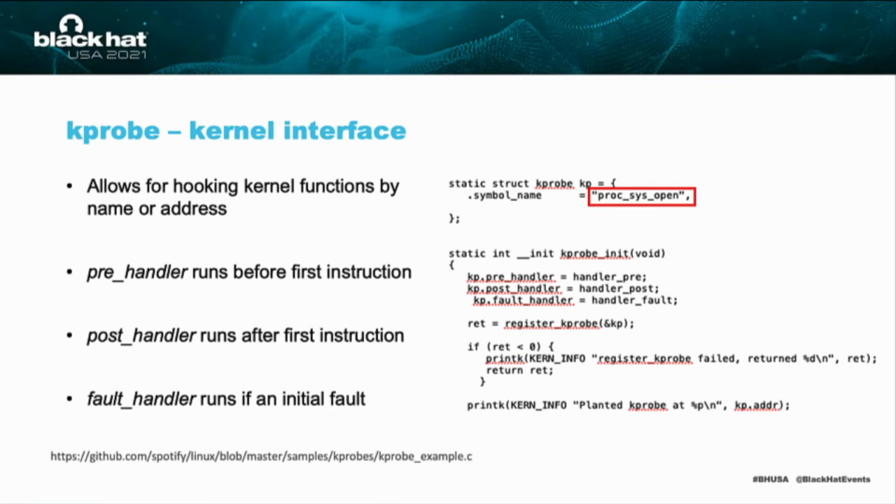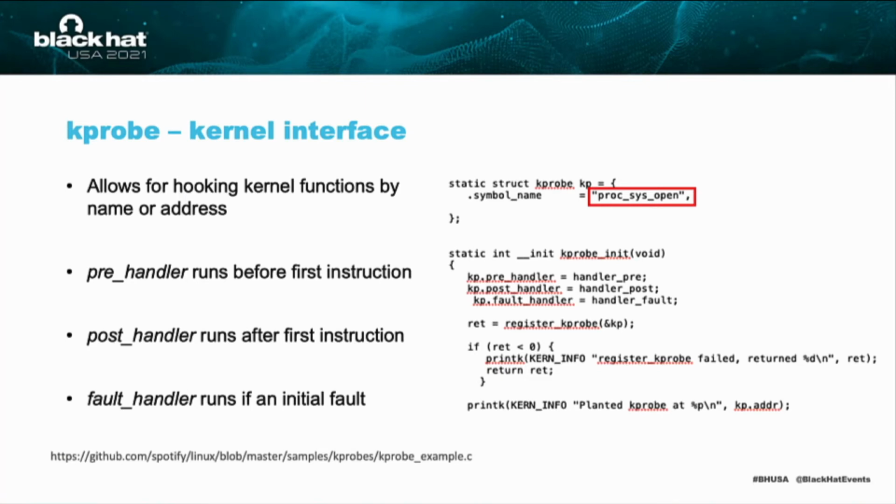The post handler runs after the first instruction runs. It's not at the end of the function, so it's a pretty special case. It's useful for debugging and things, but it really doesn't give a lot of value to malware. And then for the fault handler, this is where if that first instruction faults, your fault handler gets to run before the regular operating system takes over. Again, not extremely useful for malware, but it is available to code that's registering a K-probe.